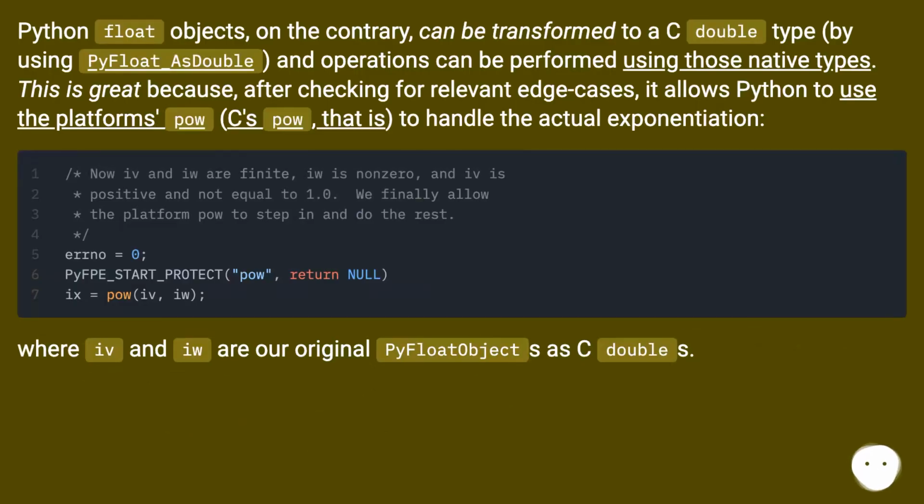Python float objects, on the contrary, can be transformed to a C double type by using PyFloat_AsDouble, and operations can be performed using those native types. This is great because, after checking for relevant edge cases, it allows Python to use the platform's pow, C's pow, that is, to handle the actual exponentiation. Where iv and iw are our original PyFloat objects as C doubles.